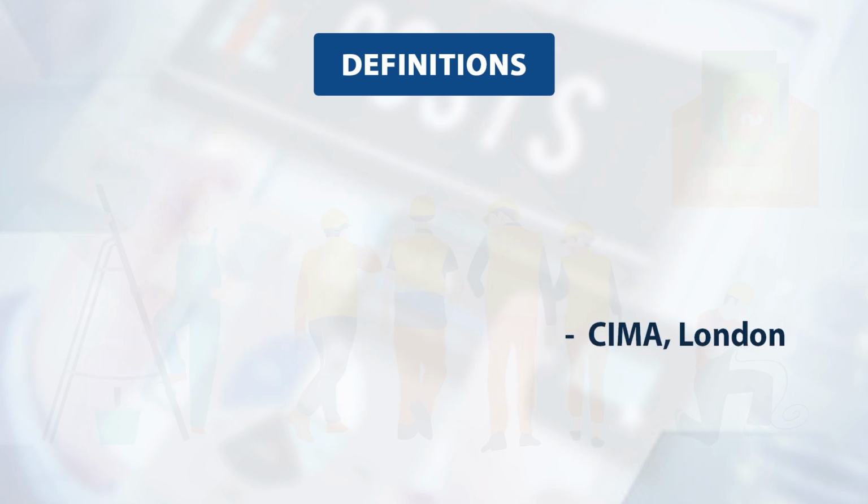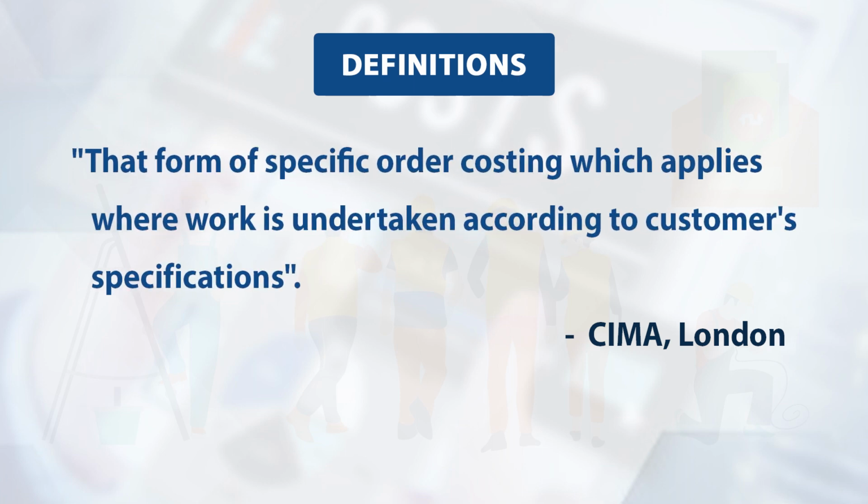Second, CIMA London defines job costing as that form of specific order costing which applies where the work is undertaken according to customers' specifications. In simple words, job order costing is a method used in determining separate cost of different jobs completed in the factory. Even contract costing is part of job order costing only, where the job is either a building or a bridge, etc.